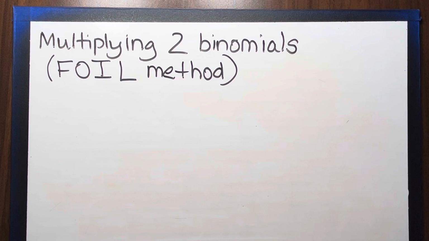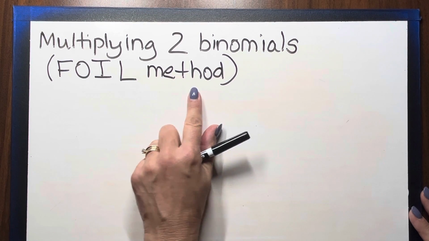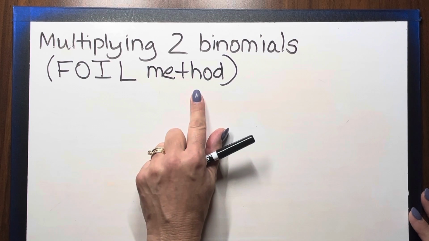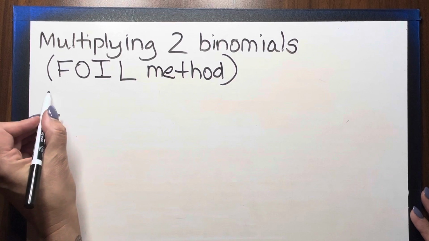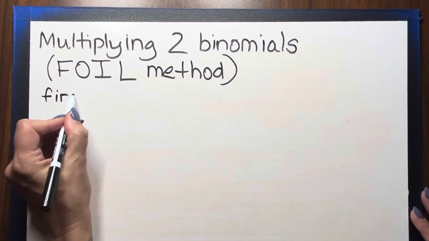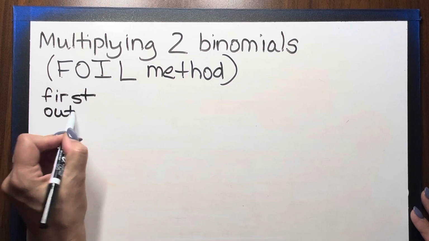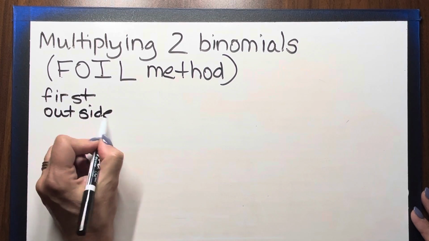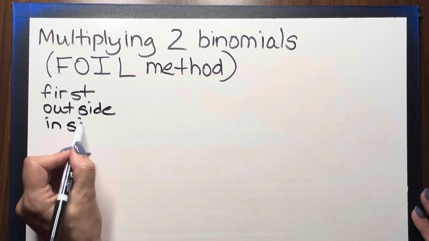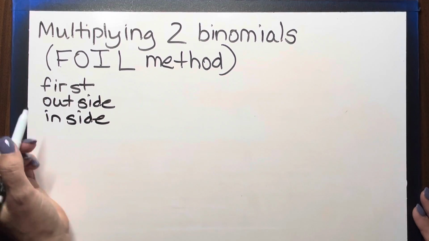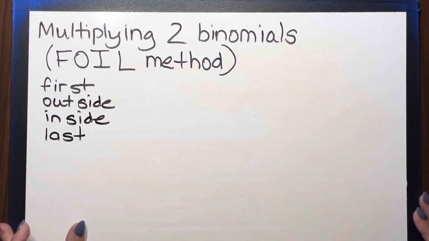Today's topic is multiplying two binomials using the FOIL method. The FOIL method is just a fancier way to say distributing, and this is what FOIL means. We're going to multiply the first terms together, then we're going to multiply the outside terms together. The I means we're going to multiply the inside terms together. And the L means we multiply the last terms together.